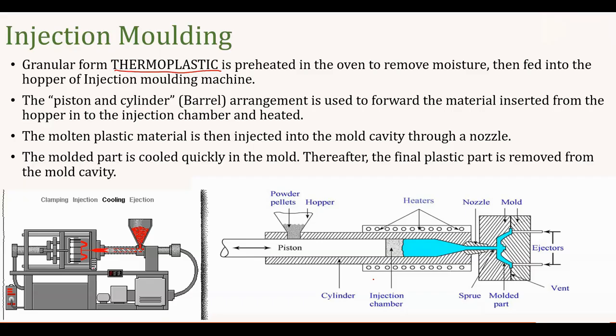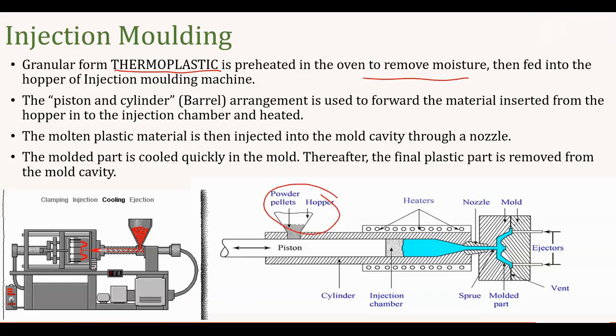Usually thermoplastic will be in granular form. It is preheated in the oven to remove the moisture, because it will be packed in some container, so it will have some moisture. To remove that moisture, we preheat it using an oven. Then it is fed into the hopper, that means a channel-like structure, right?